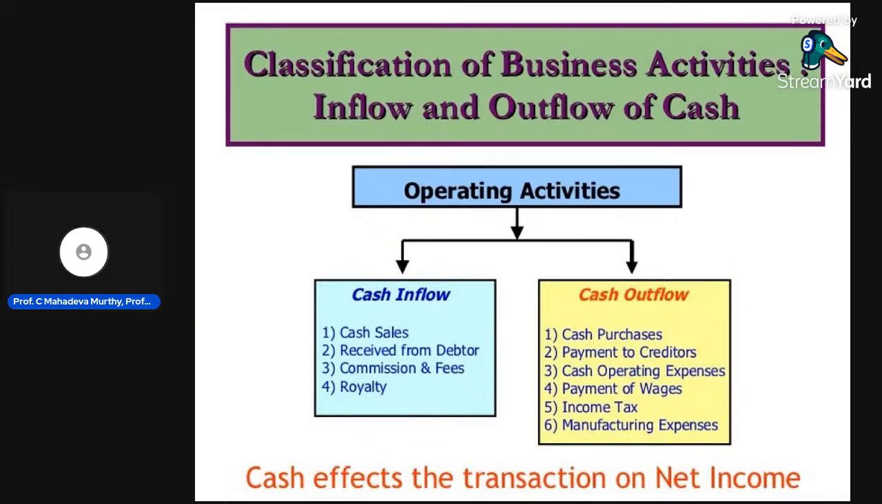Cash outflows from operating activities: cash purchases of raw materials or any goods, then payment to creditors, cash operating expenses, payment of wages, income tax, manufacturing expenses. These are the cash outflows from operating activity. The effect of the transaction is net income.